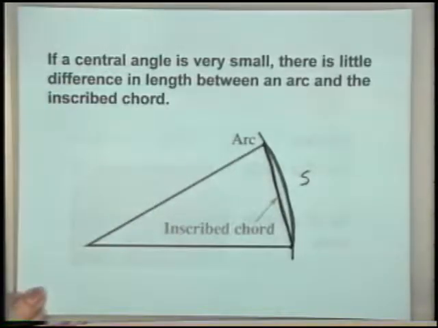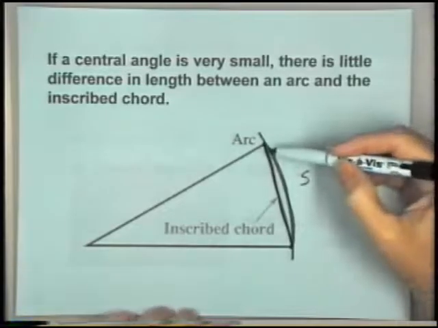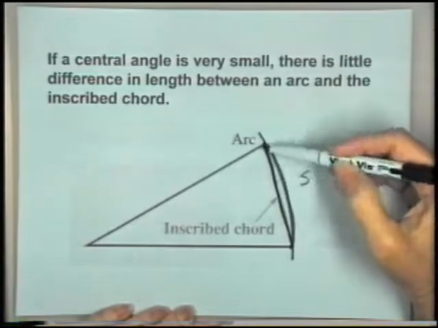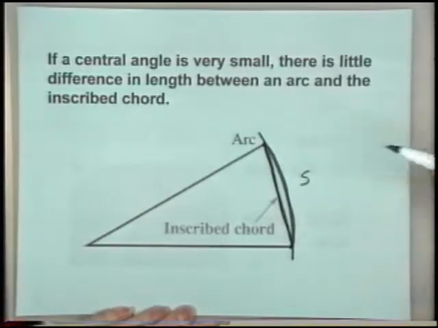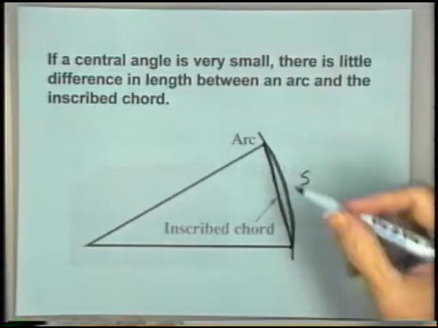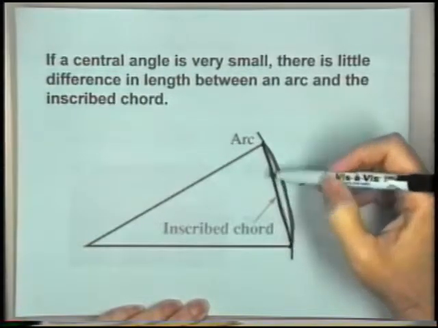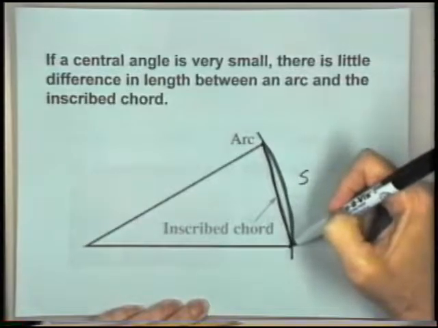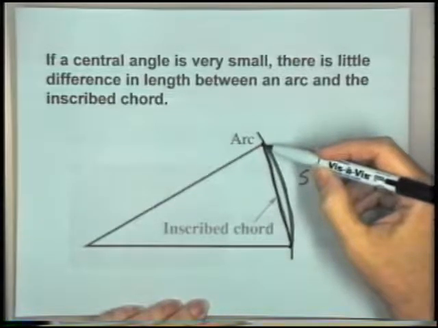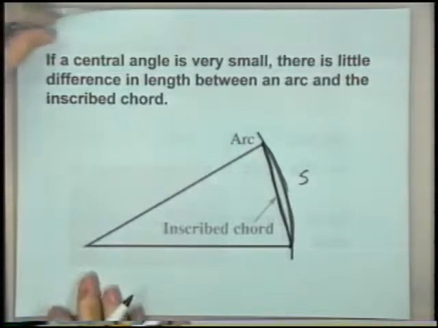Now notice, if a central angle is very small, there is little difference in the length of this inscribed chord and the length of S, the arc length. So sometimes if we have something that is straight across right here, and we want to find this distance, we can approximate the distance by finding the arc length. And that's what we're going to do in this next problem.